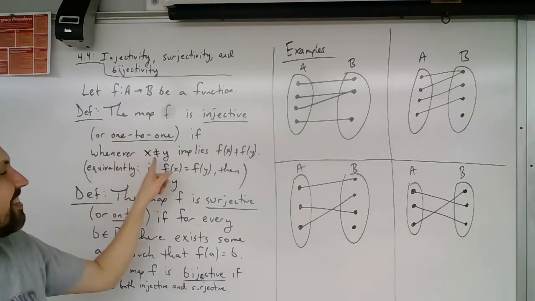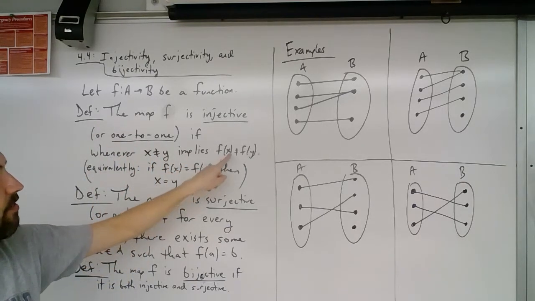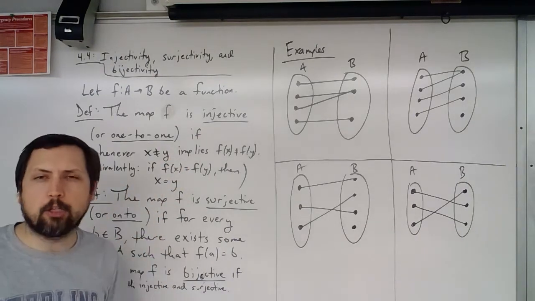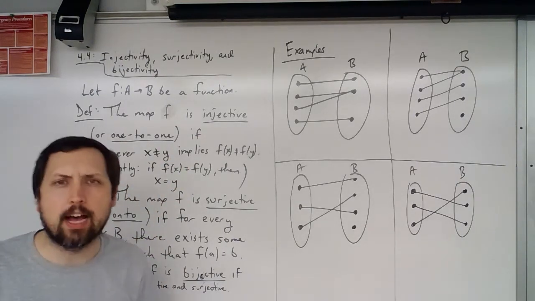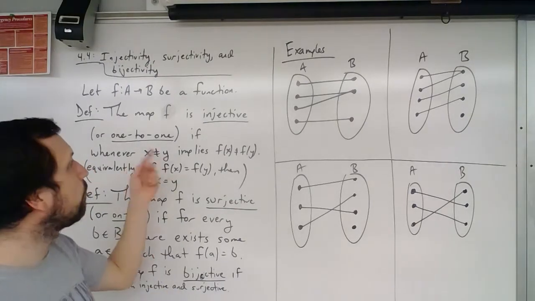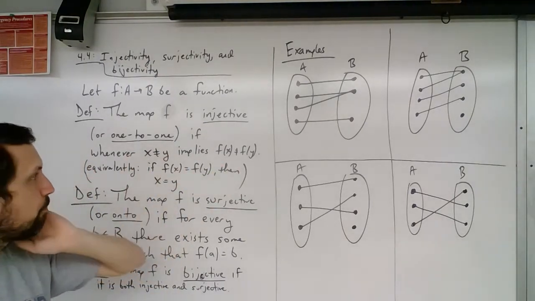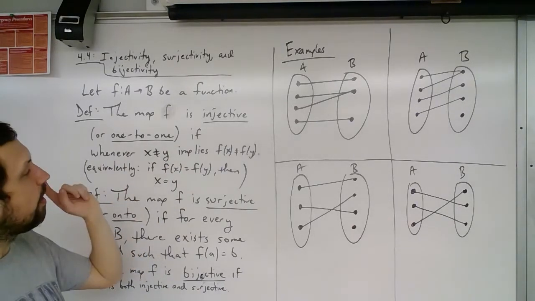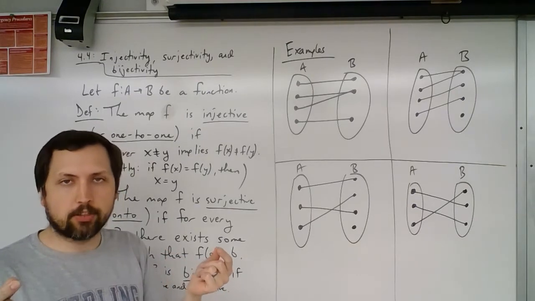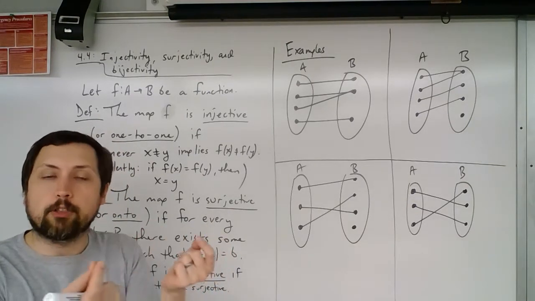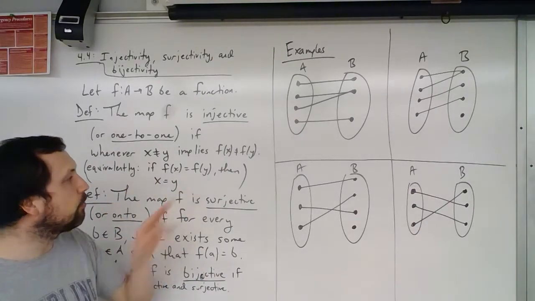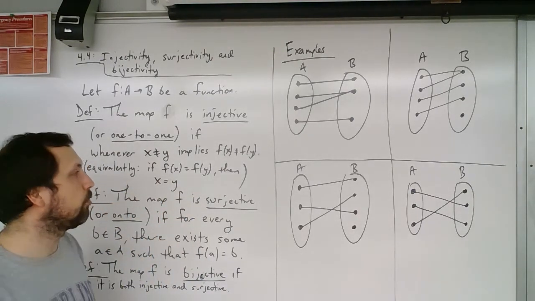If whenever x does not equal y implies that f of x does not equal f of y. Another name that you might have heard in the past for injective is one-to-one. A one-to-one function has this property: as long as you have two different numbers, then their function values must be different. Now, equivalently, if f of x equals f of y, then x is equal to y.